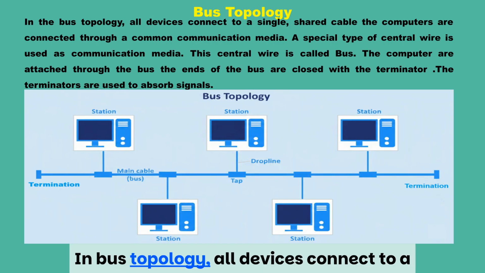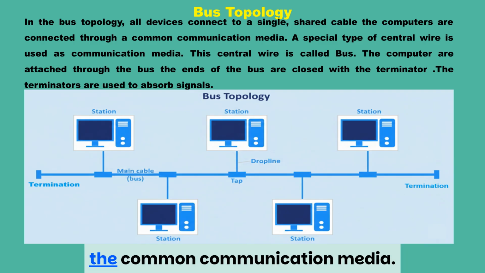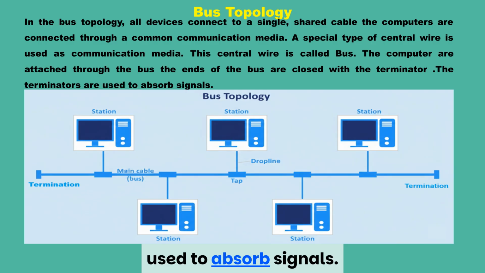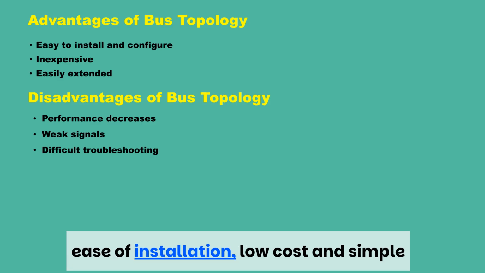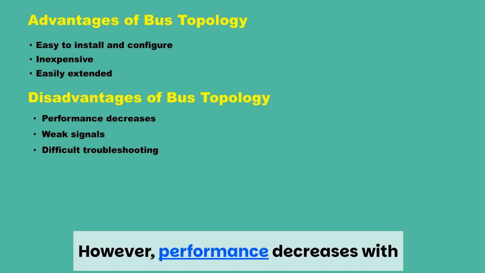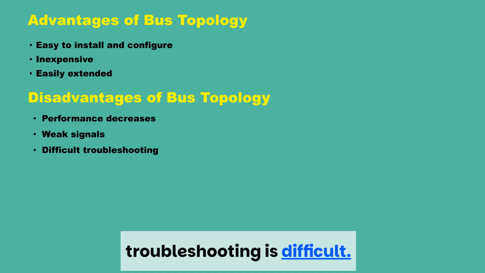In bus topology, all devices connect to a single, shared cable or bus, which acts as the common communication media. Terminators at the ends of the bus are used to absorb signals. Advantages of the bus topology include ease of installation, low cost, and simple extension. However, performance decreases with more devices, signals can be weak, and troubleshooting is difficult.